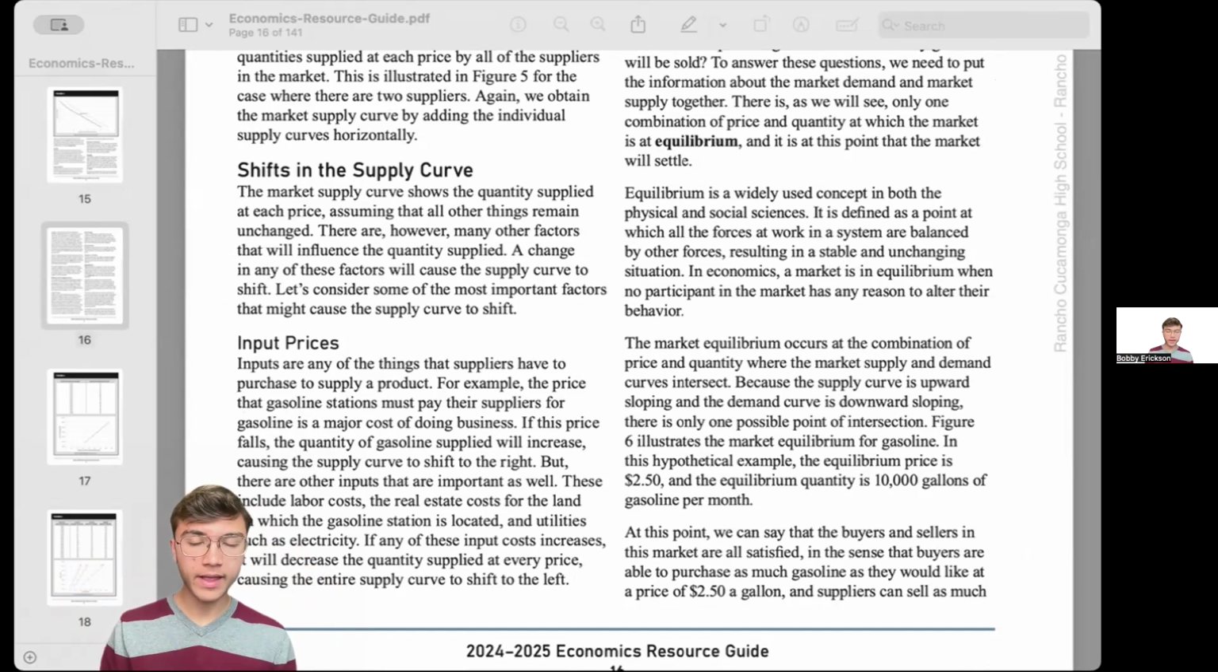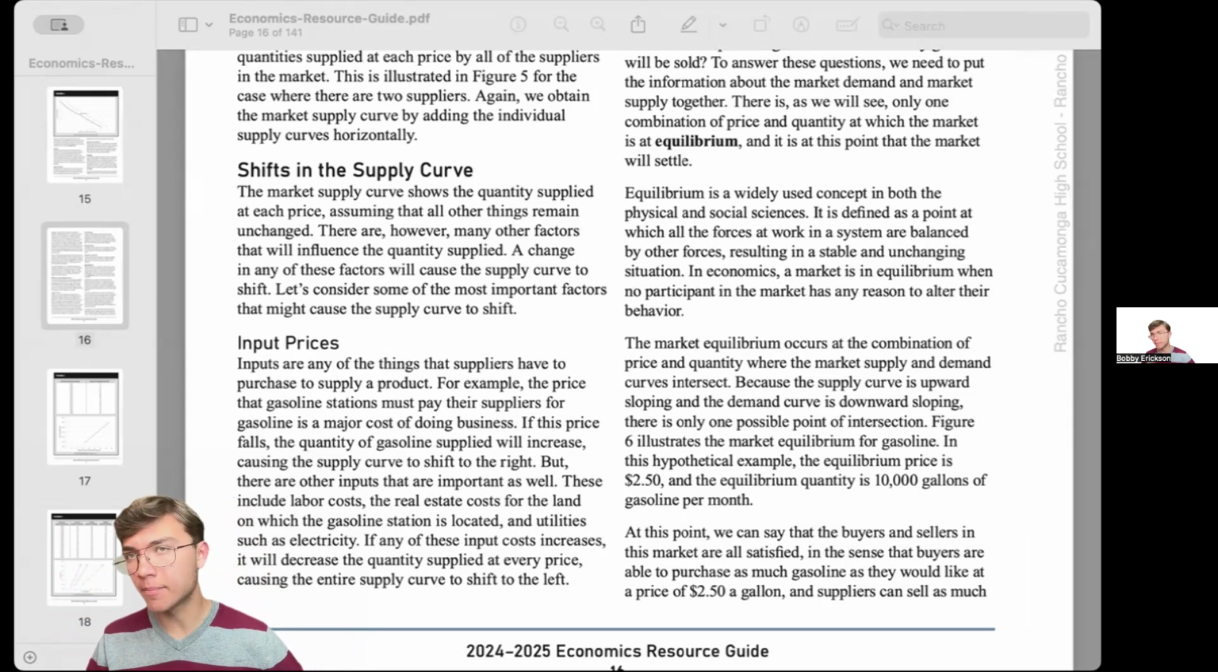So remember, if the price exceeds the opportunity cost, then that is the willingness of a supplier to supply a quantity per price point. But if input prices get higher, then the opportunity cost of supplying gasoline goes up, because the price of making gasoline is going up as well.